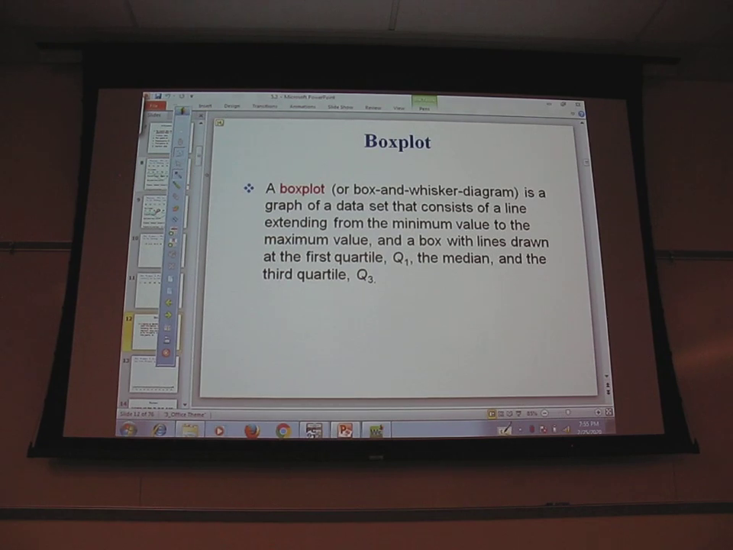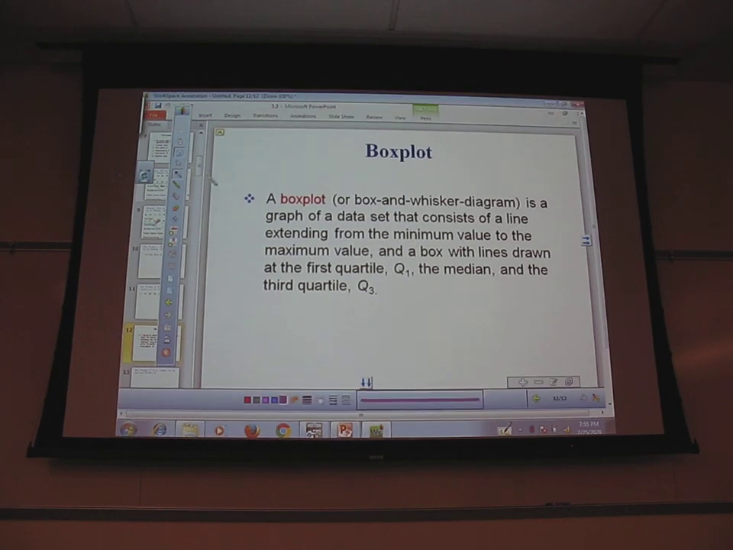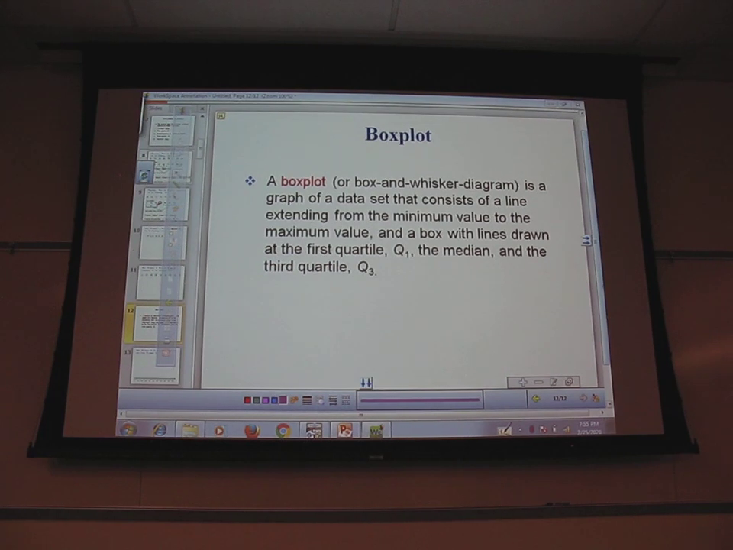Box plots. Carl, go ahead. A box plot or box whisker diagram is a graph of a data set that consists of a line extending from the minimum value to the maximum value. And a box of lines drawn at the first quartile, Q1, the median, and then the third quartile, Q3.